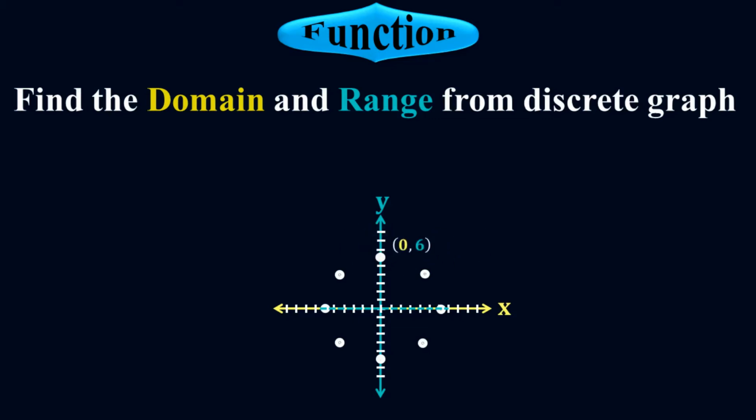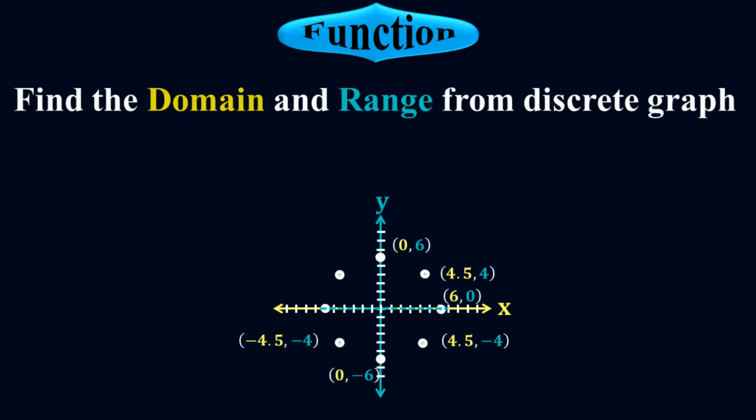This point is located on 0 along x-axis and 6 along y-axis. Here it is situated on 4.5 along x-axis and 4 along y-axis. At this stage the graph is 6 along x-axis and 0 along y-axis. Here it is on 4.5 along x-axis and -4 along y-axis. Here I have 0 along x-axis and -6 along y-axis.